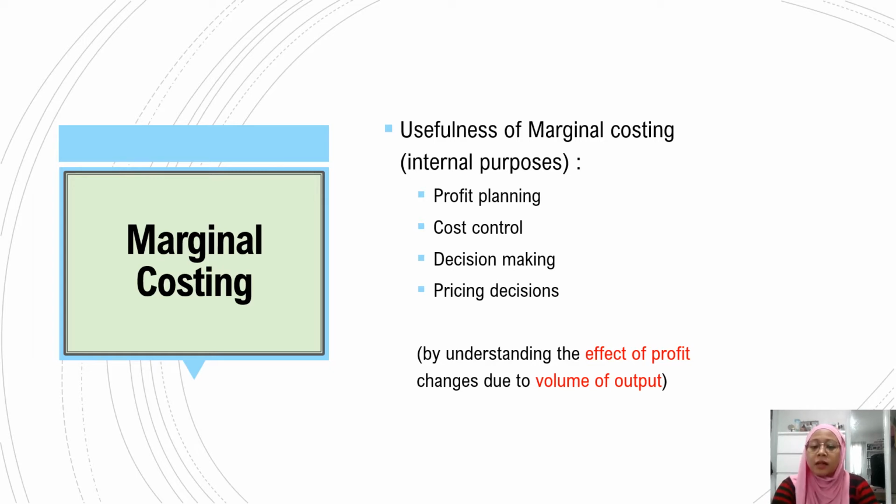So how it helps in decision making, pricing, cost control, profit planning, it is by understanding the effect of profit or contribution changes due to volume or output. Because why? When we exclude the fixed elements, the remaining is variable elements, which can be easily identified by product, by level of units or output.